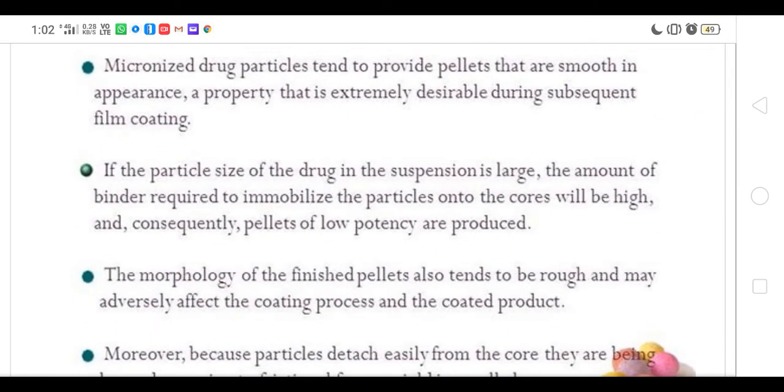Okay, so a very important part here is the particle size of the drug in suspension. If the suspension particle size is large, then the amount of binder required to immobilize it will be high. So pellets of low potency are produced.